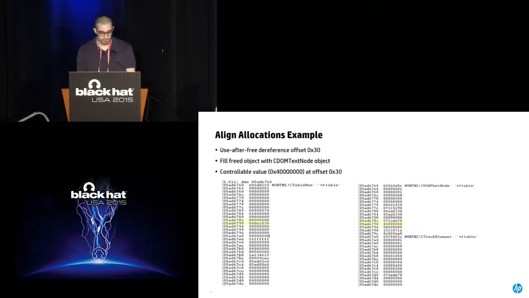So in this WinDbg dump, there's a before and after shot. Before, you can see the CTableRow object, and after, you can see that it has been overwritten by CDOMTextNode. Highlighted in yellow is the offset that we're targeting. It's offset 30. And the CDOMTextNode contains the value 40000 at that specific offset, and that value can be sprayed, and the attacker can have some partial control via spray or anything like that.